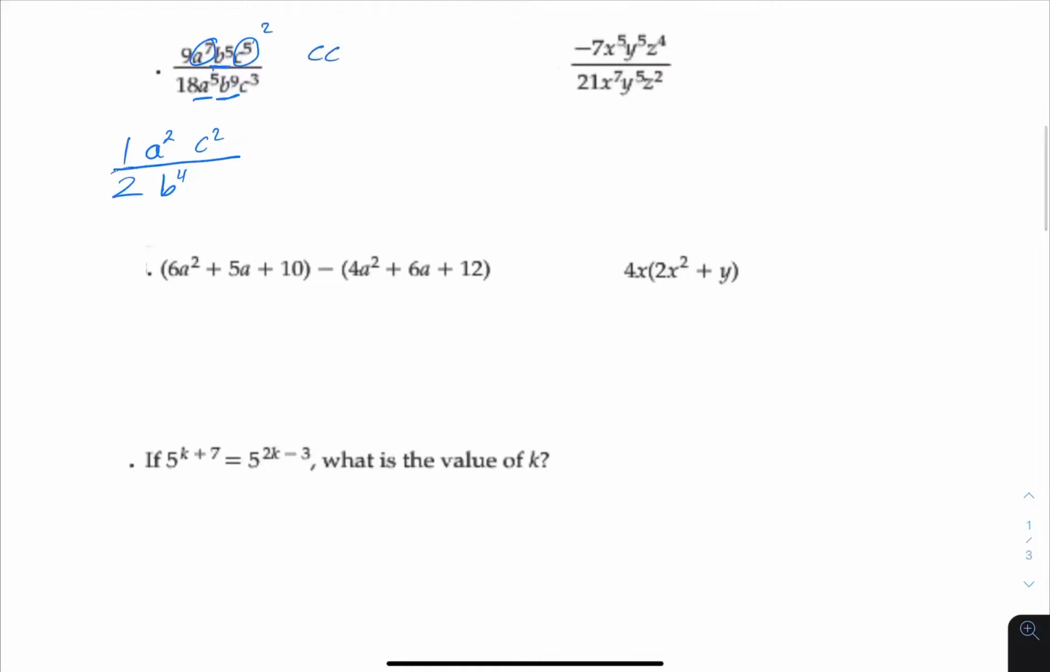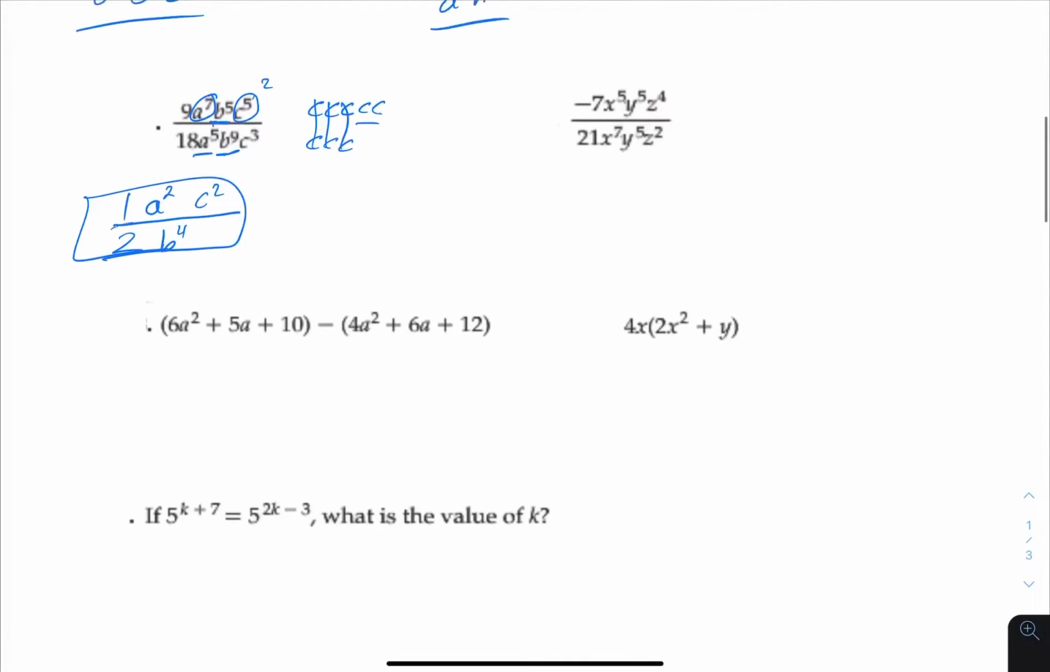Right? Everything else cancels out. There's going to be 5 c's on top and 3 c's at the bottom. These cancel, and you have 2 on top. That'll be my answer. Over here, same idea. 7 over 21, just reduce it, divide both by 7. You get negative 1 over 3.